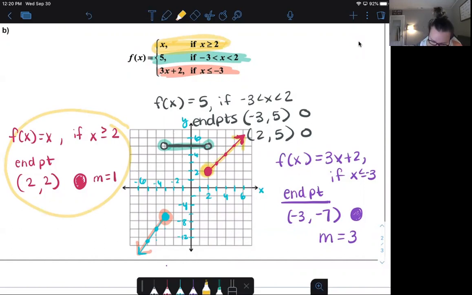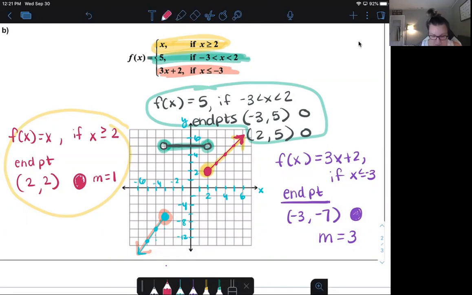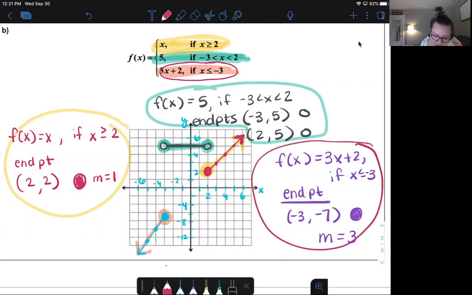For the middle function, f of x equals 5 if x is between -3 and 2. I've got my work for that up here. I've got open circles and the line filled in between. Then for the third piece, f of x equals 3x plus 2 if x is less than or equal to -3. I've got my work for that right here. And then my graph is this piece down here.